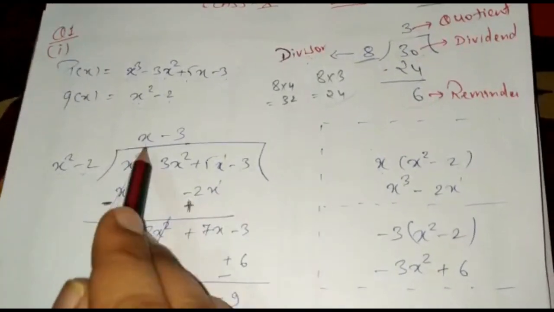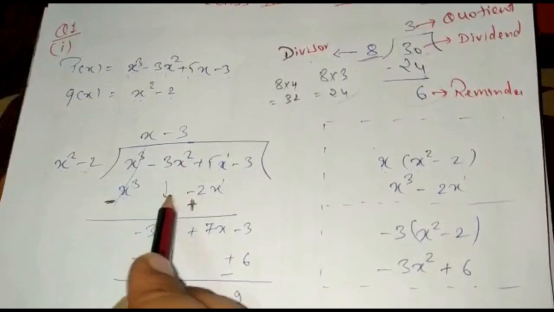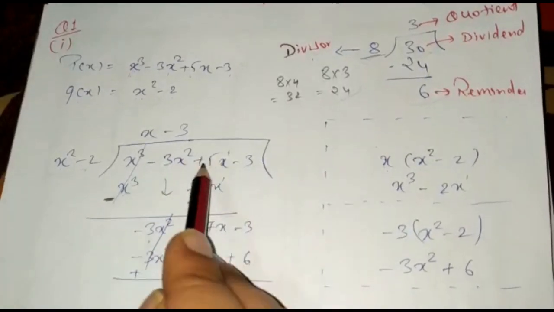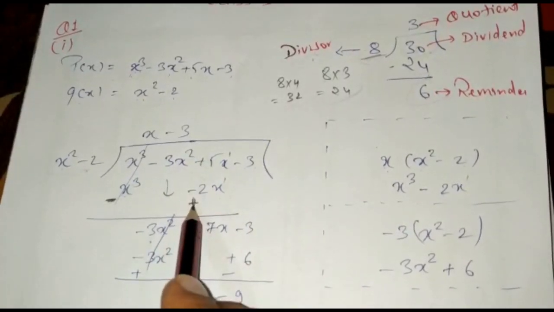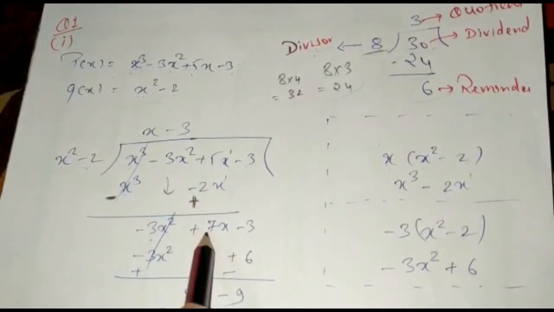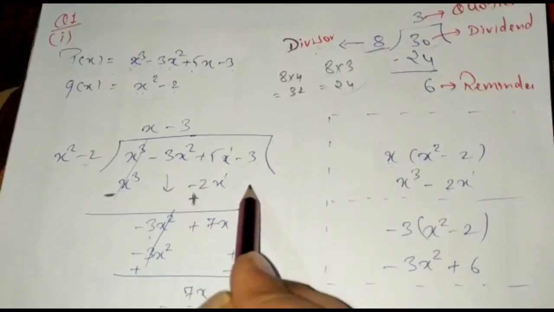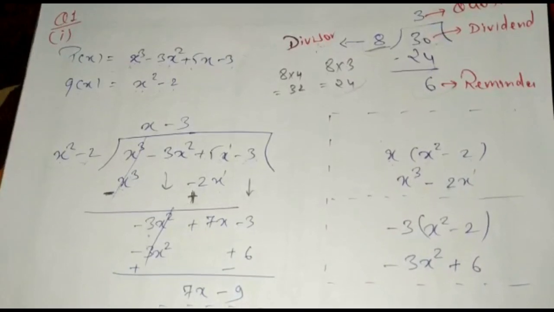Now plus x cube minus x cube cancel, minus 3x square is written as it is, and plus 5x plus 2x will give plus 7x, and minus 3 will be carried forward.